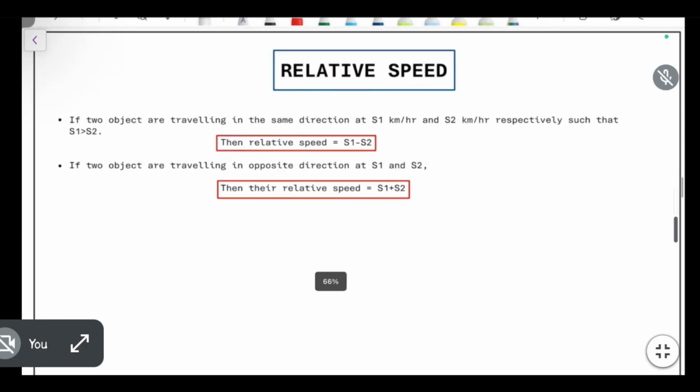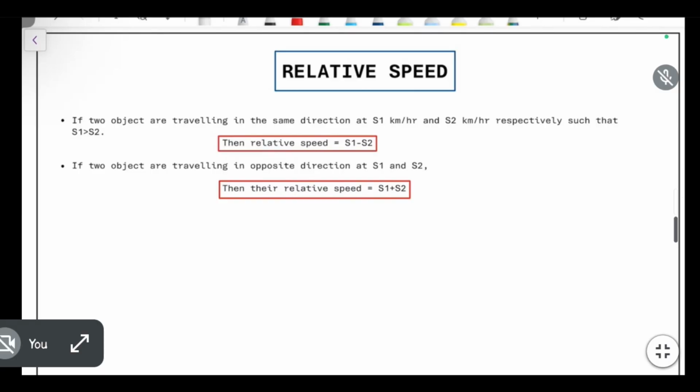Now let's discuss relative speed. When we talk about relative speed, there are a few things you need to keep in mind. There are two types of relative speed. One is traveling in the same direction, that is the number one thing.